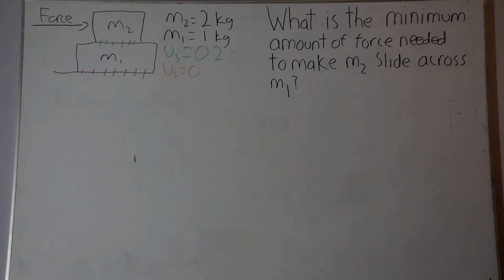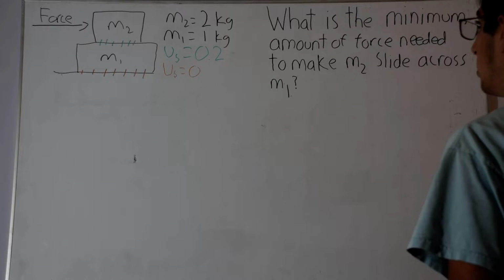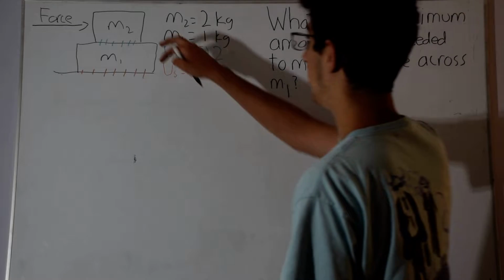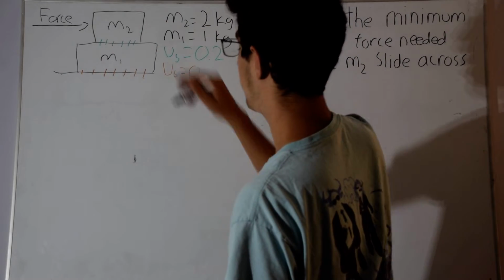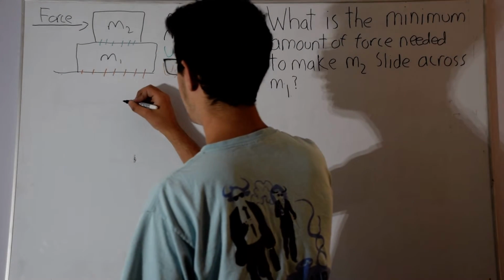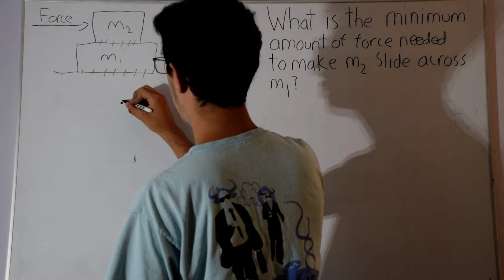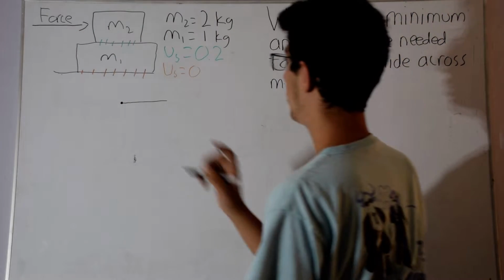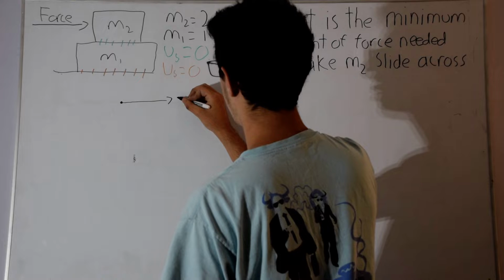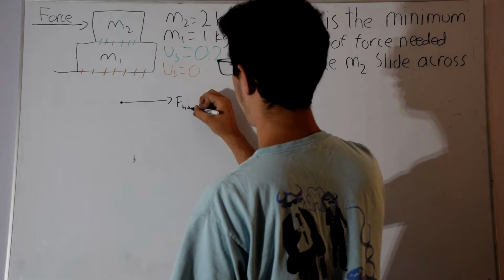Alright, so in order to really understand what's going on here and how we should approach this question, we should draw a free body diagram. So, let's start by drawing the forces that are acting on this top block, M2. So, we know it is going to be the force that we are pushing the block with. I'll just call it the force of our hand.